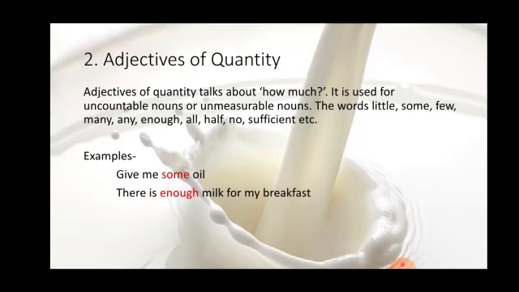Similar example, there is enough milk for my breakfast. So milk is also an uncountable noun. We cannot count it, so we use the word enough in order to know how much is the quantity of the milk.